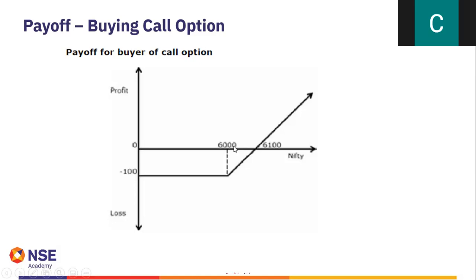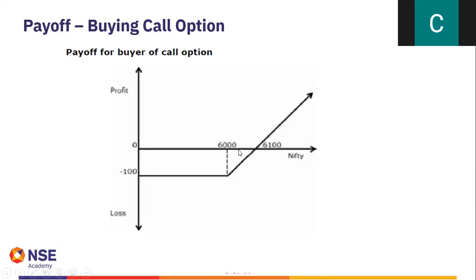So again, as I told, if it's a call option, I'll be making money if the price increases. So as and when the price goes beyond 6,000, I'll be making profit. In this particular example, my break even will be 6,100, because I've already paid 100. If the spot price, that is the market price, is at 6,100.